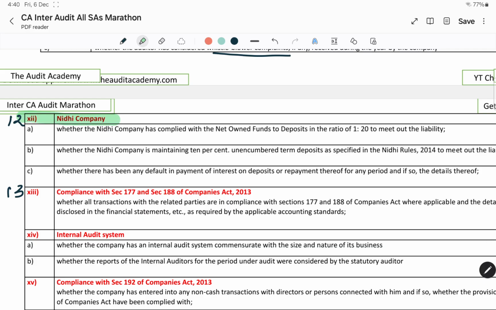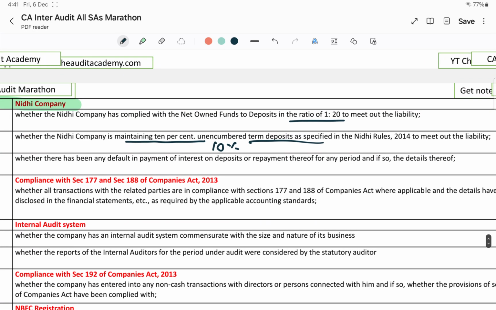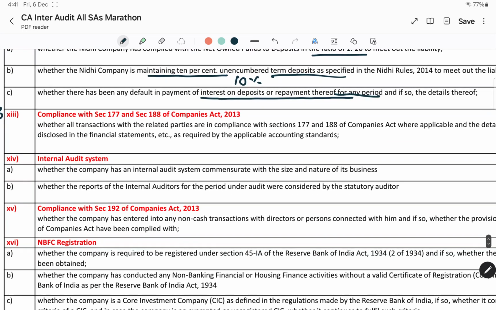Clause 12, Nidhi Company of CARO 2020. Whether the Nidhi Company has complied with the net owned fund to deposit ratio of 1:20 to meet out the liability, whether the Nidhi Company is maintaining 10% unencumbered term deposit as specified in Nidhi Rules 2014 to meet out the liability, whether there has been any default in payment of the interest on deposit or repayment thereof for any period, and if so, the details thereof.